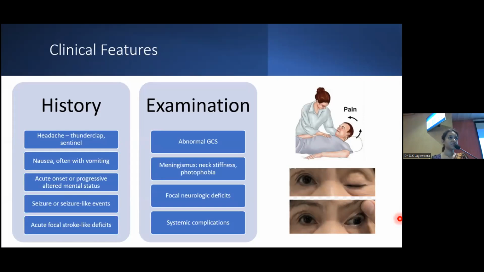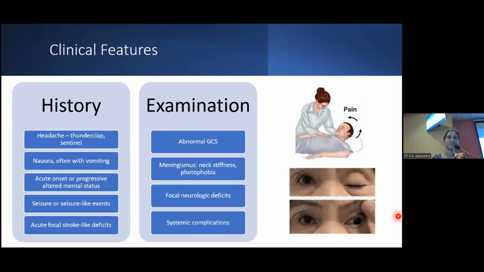The patients will have abnormal mental status, and there can be signs of meningism because of the blood irritating, and also focal neurological deficits such as third nerve palsies demonstrated in this figure, and even there can be false localizing signs like a false localizing sixth nerve palsy or hemiparesis, hemiplegia.